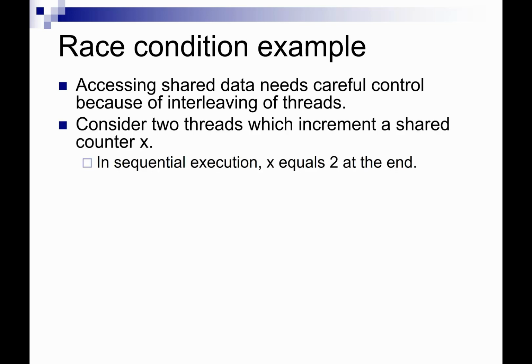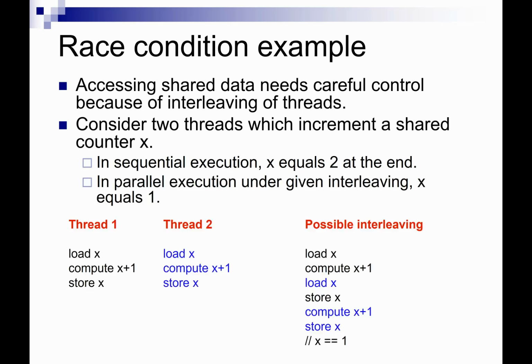So the example we have is, suppose you have two threads which are doing something very simple. They just take a value and then they increment it. Both threads are sharing a value x, and they both want to increment the value. So, for example, if the value starts at 0, then if both threads increment it, x should become 2 at the end. But let's look at what happens if you run these two threads concurrently.